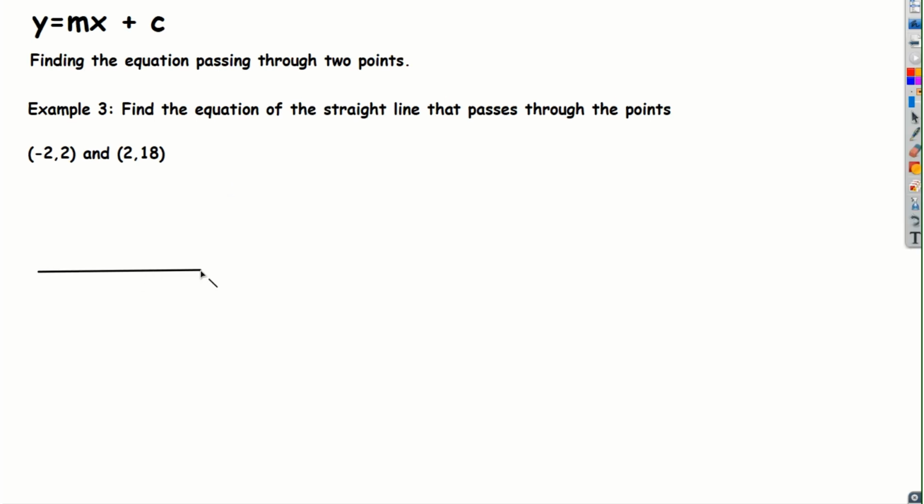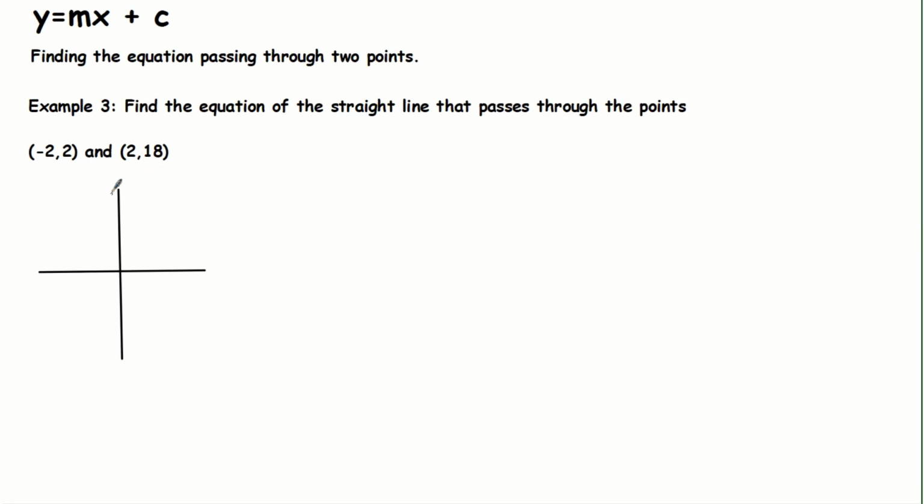I'm just going to draw myself a little sketch of what it roughly looks like. So this is my y, this is my x. I've got the point minus 2, 2, so approximately here, and then I've got the point 2, 18, which is here. So again, it's going to have a positive gradient.